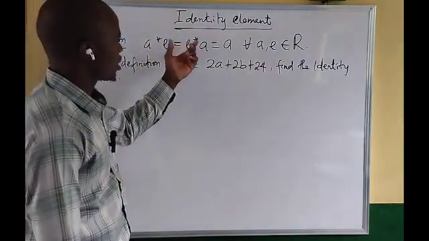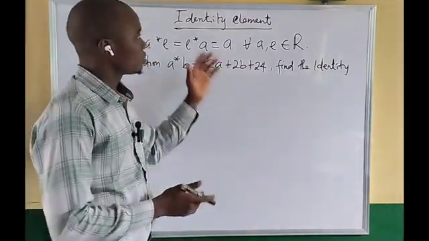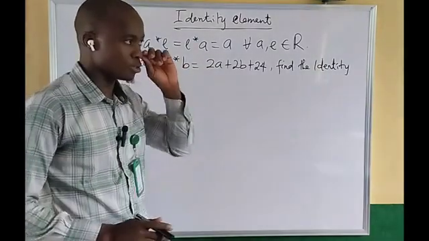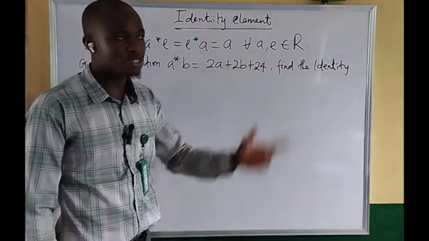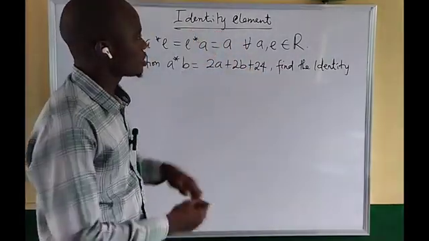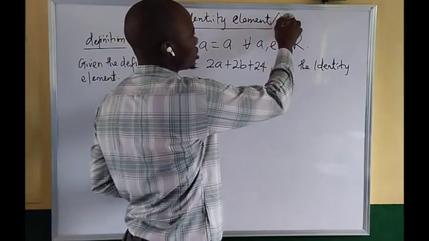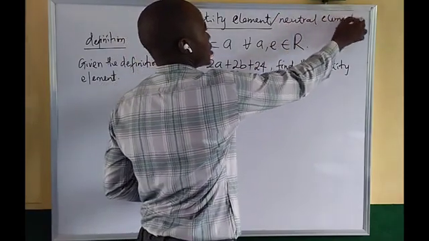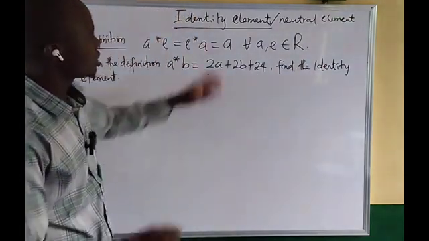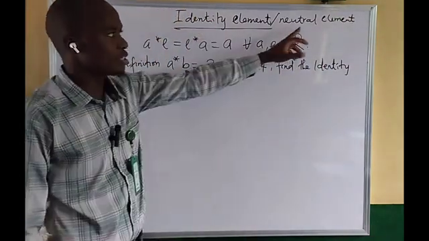So in this tutorial, we are going to continue from where we stopped. We are still under binary operations. Another property we are going to be looking at today is the identity element. These identity elements can also be called neutral elements. They are synonymous: identity and neutral element.